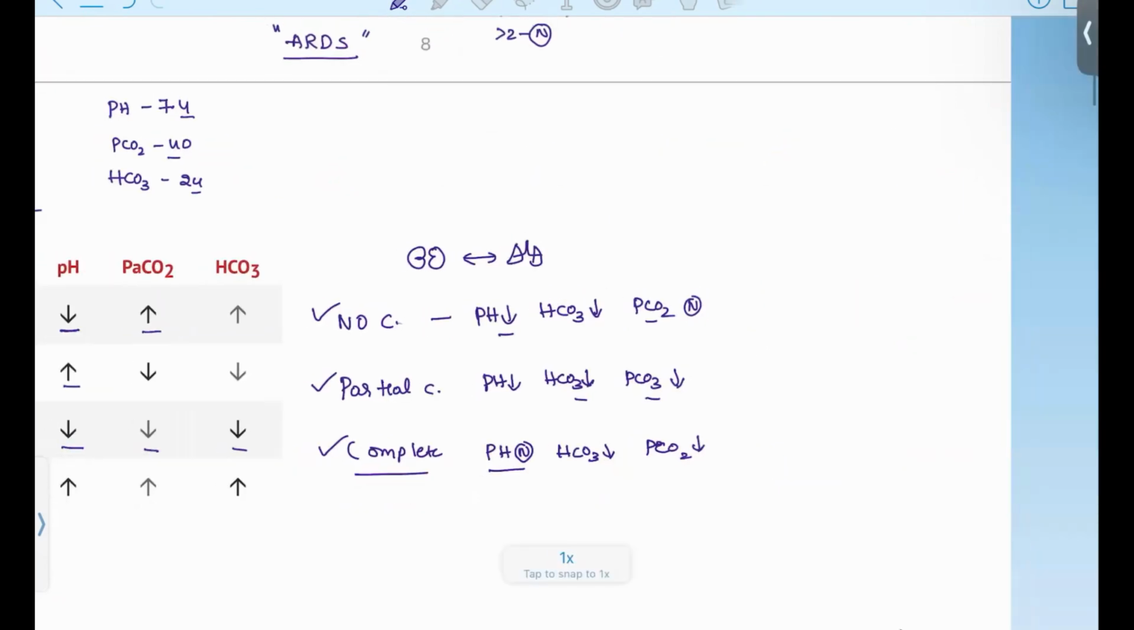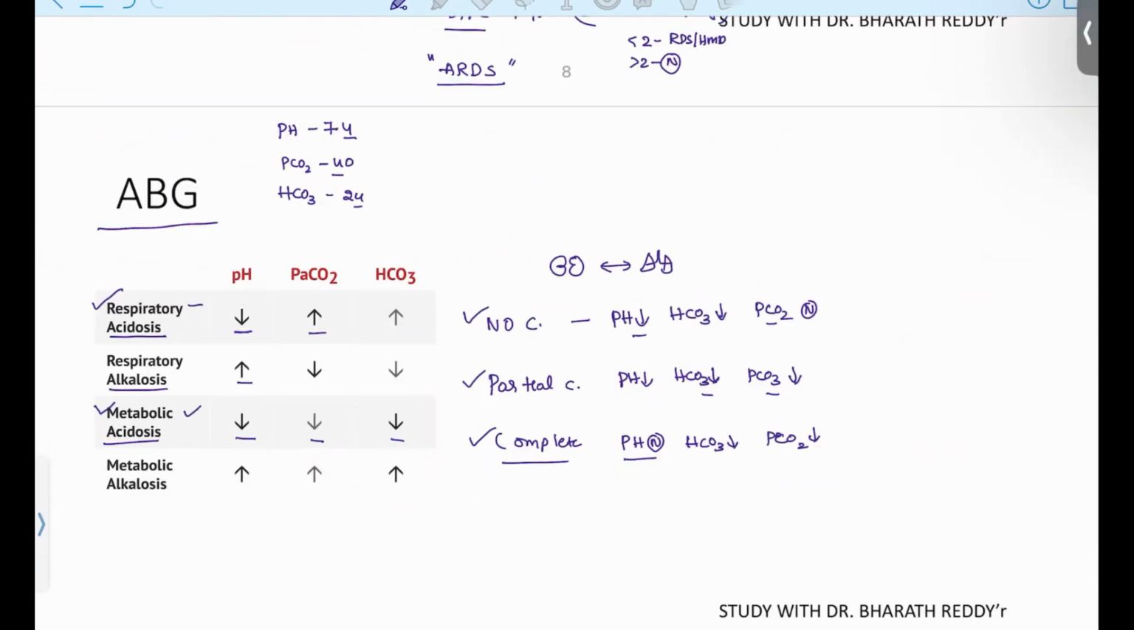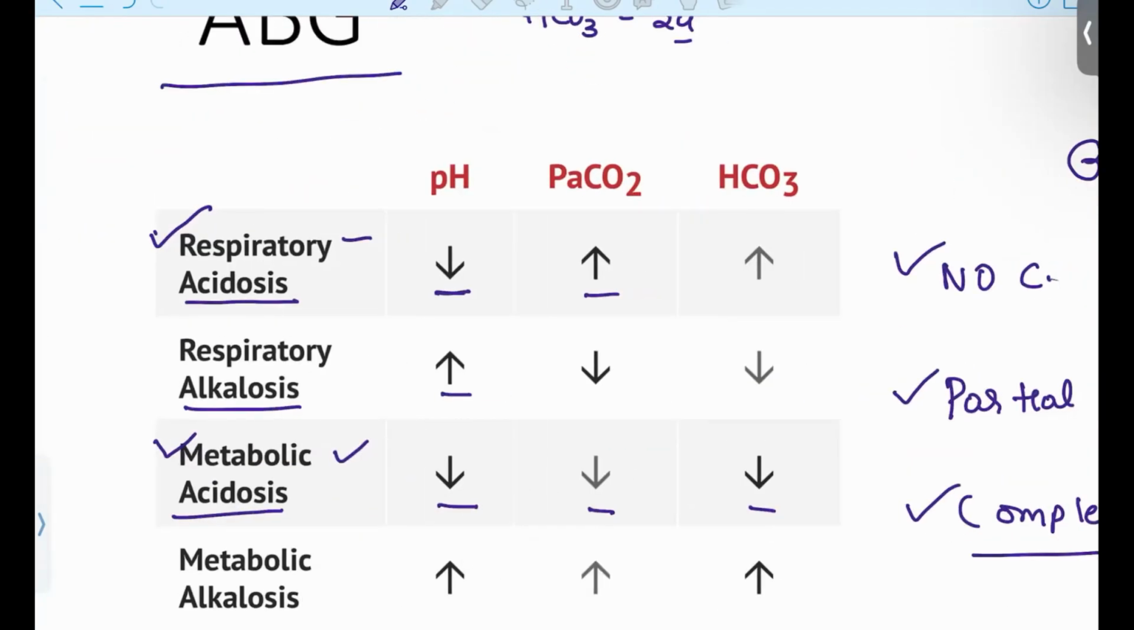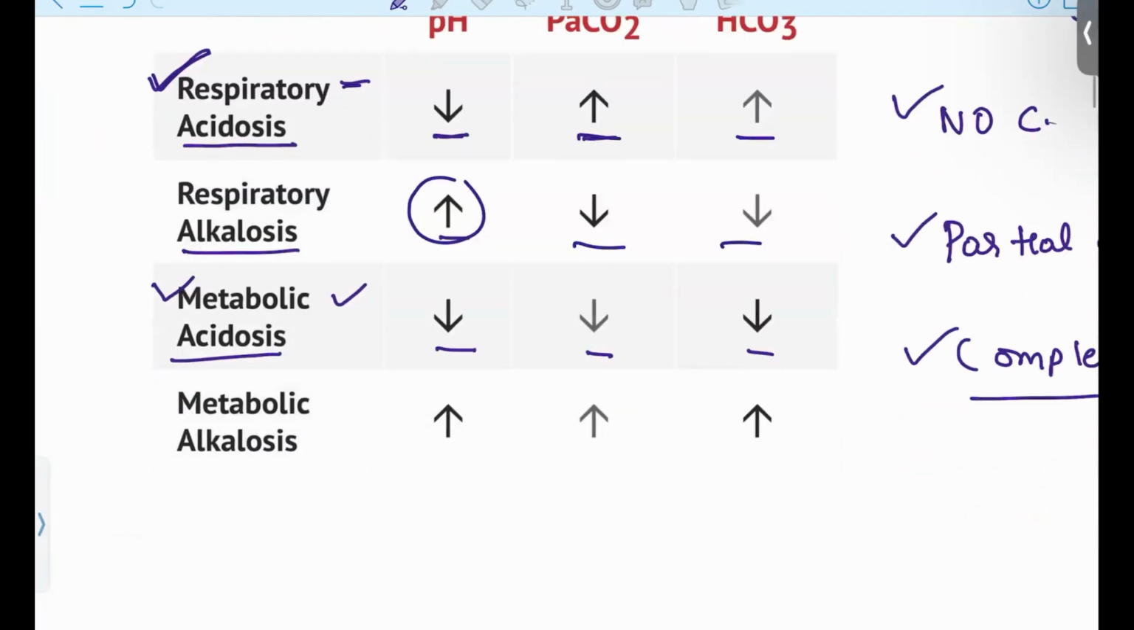One thing about the compensation, these are the values. Respiratory acidosis or alkalosis is opposite to the pH. So here you can see opposite to the pH, those are your respiratory conditions. In metabolic acidosis or alkalosis, the pH will be the same.